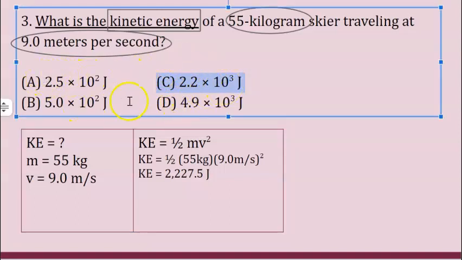If you're not sure what the scientific notation means off the top of your head, you can just pick the one that looks the most similar and plug it into your calculator to double check. So if I plug 2.2 times 10 to the 3 into my calculator, it will look like this, 2,200 joules, and that is closest to 2,227.5 joules.